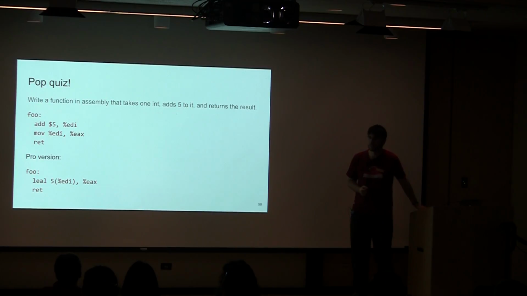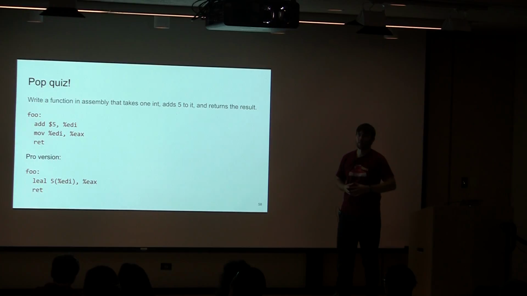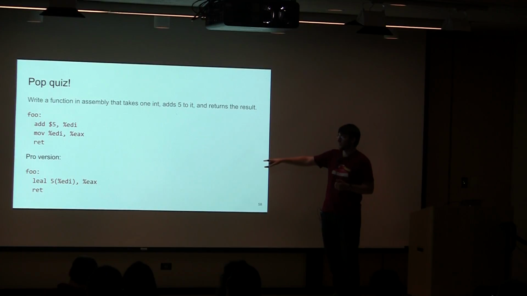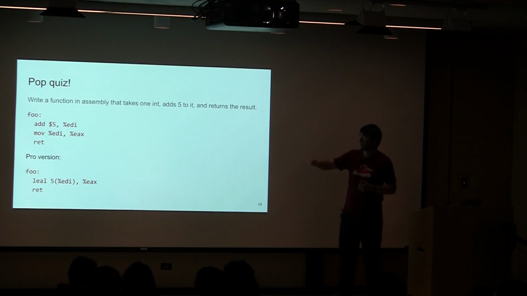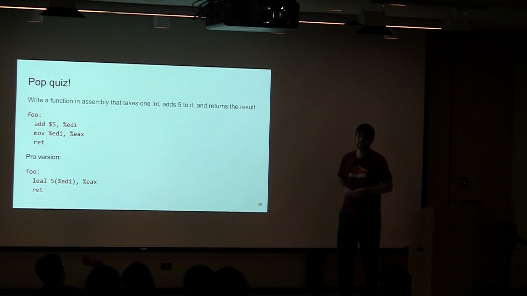If you were really clever, you could actually use LEA to combine those two lines. Remember we talked about if you need to add and then store the results somewhere else, you can use LEA. GCC will do that here. We need to add 5 to EDI and then store it in EAX. And we can combine those two lines with one LEA, like so. So that's exactly what that does.